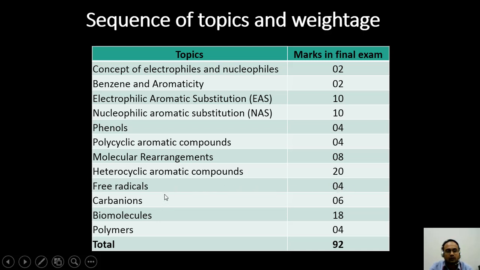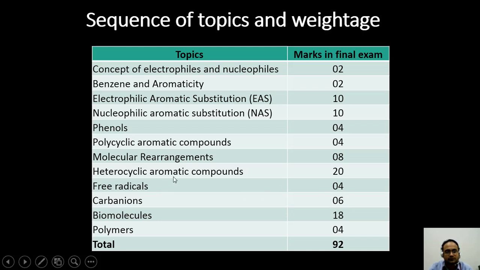Then we will move on to another major topic known as carbon anions. In this, you will learn more about how to generate carbon anions from some of the well-known compounds, and then understand their reactivity. We will learn that they are important in making carbon-carbon bonds, and they are involved in some of the name reactions. This has been given a weightage of 6 marks.